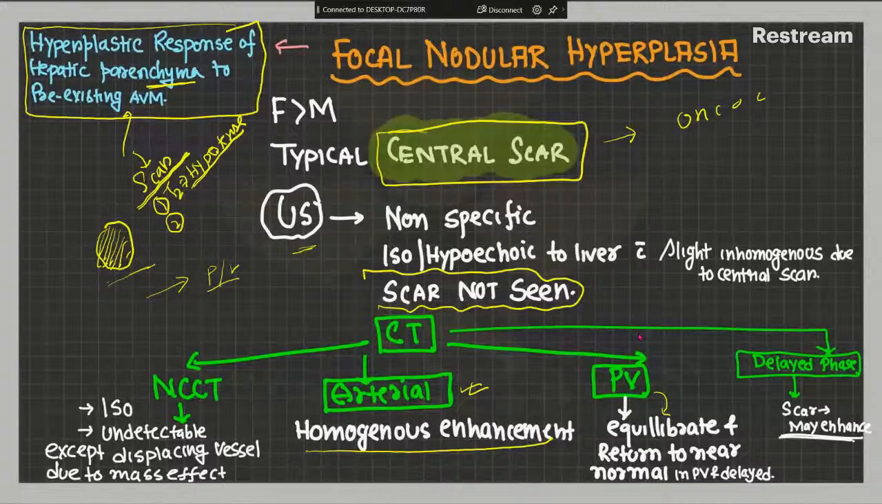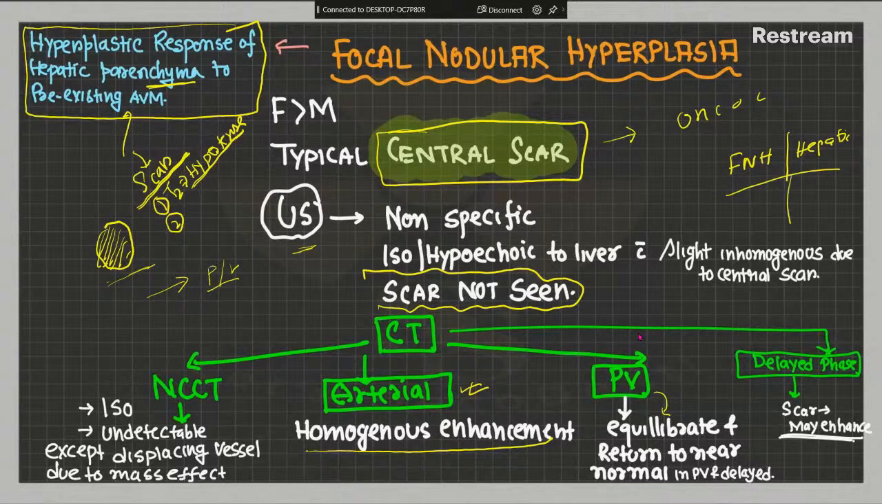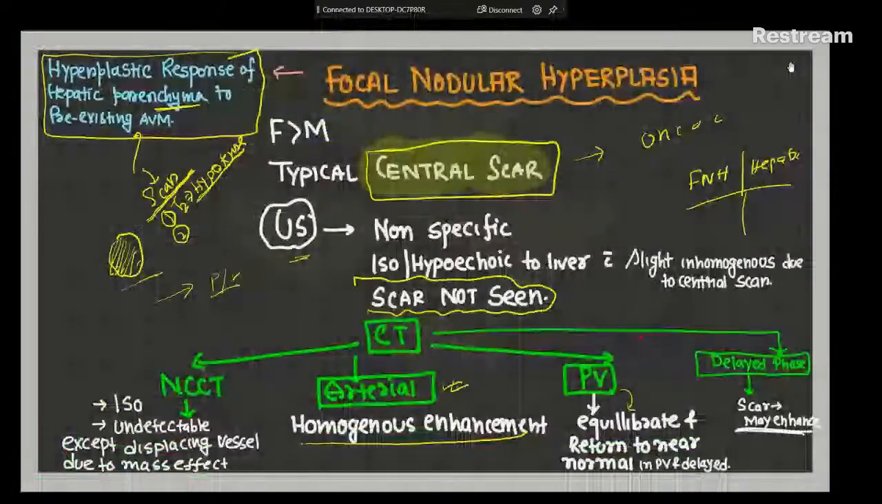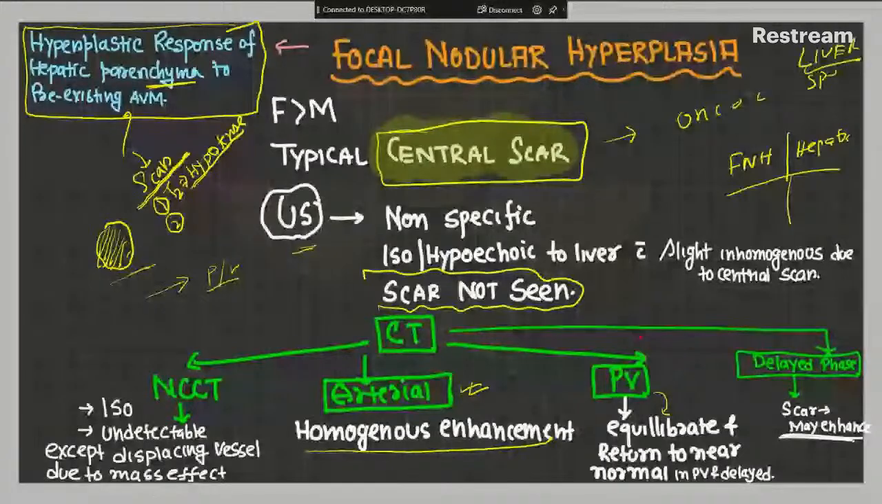Now the exam question comes: if you have to differentiate focal nodular hyperplasia from hepatic adenoma, because both have similar features and it becomes difficult, then comes the role of the liver specific contrast agent. Why? As I told, focal nodular hyperplasia is just hepatocytes. That's why it will take up the liver specific contrast agent and excrete it. If you give the liver specific contrast agent and take a 1 hour image, you will see that FNH has enhanced but hepatocellular adenoma does not enhance. That is the role of a liver specific contrast agent in focal nodular hyperplasia.